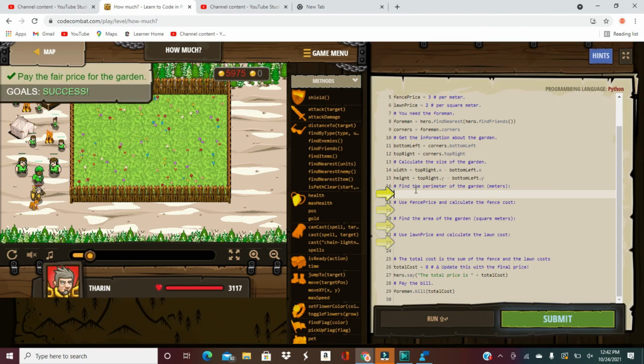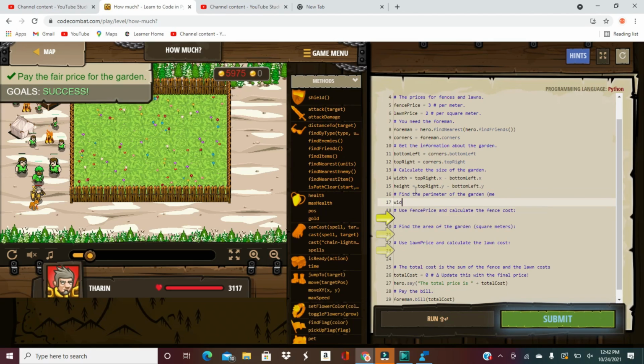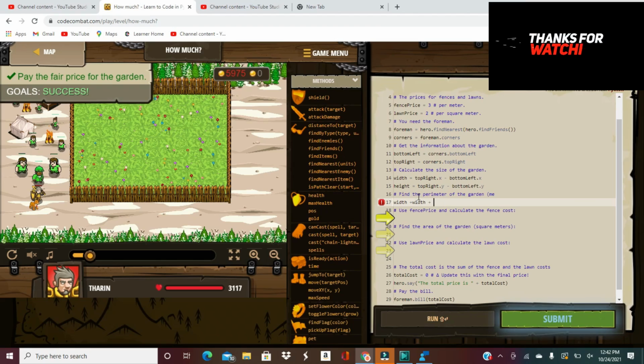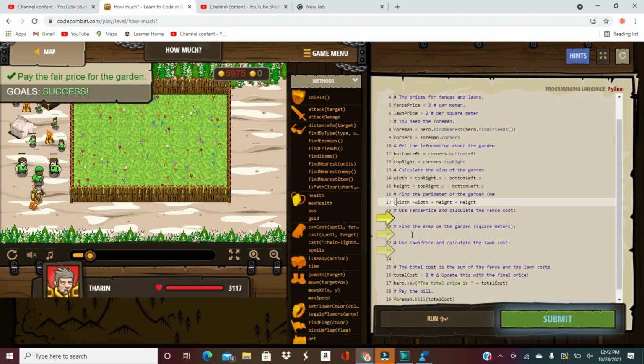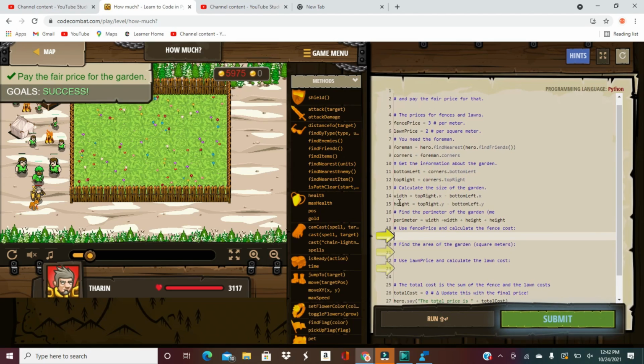What is the perimeter? It's 2W plus 2H. So 2W, so it's width plus width plus height plus height. That is perimeter. Okay. And like I said, you use fence price. I think it's a function. And you use the fence price to calculate the price.